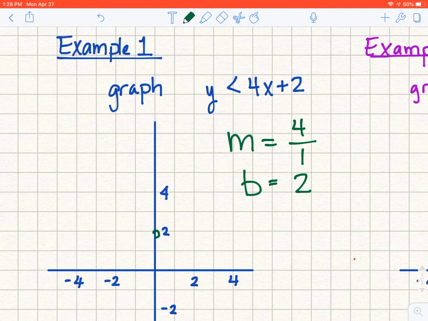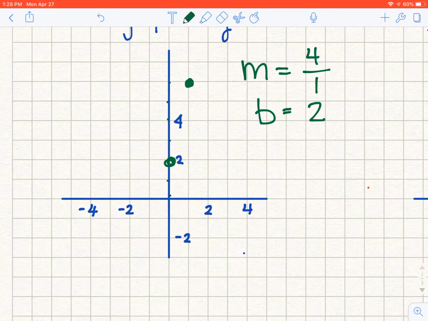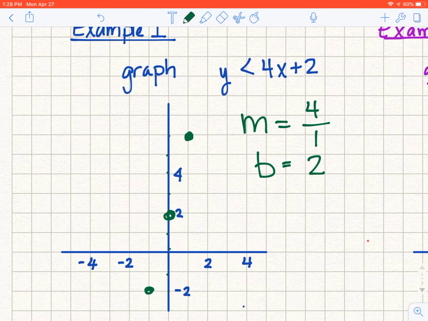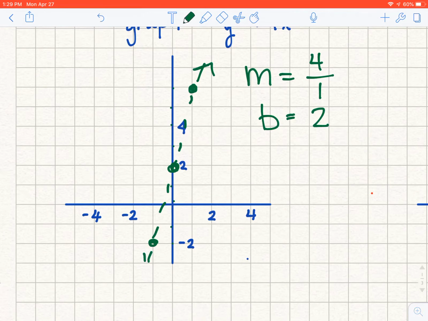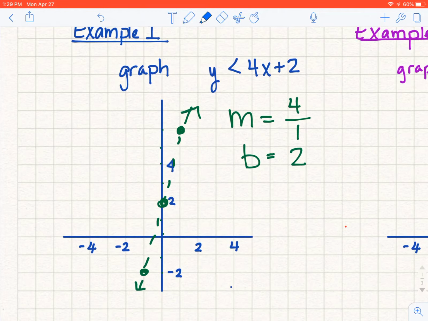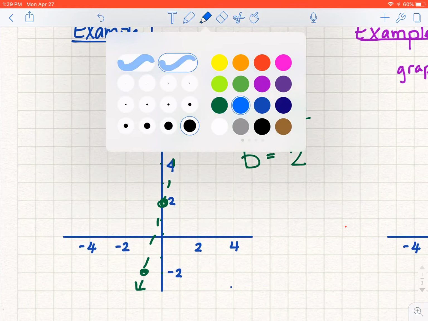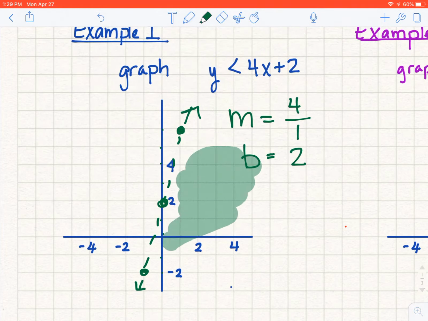So it means I'm going to start on the y-axis at 2, and I'm going to count up 4, 1, 2, 3, 4, and over 1. Or I could go down 4, 1, 2, 3, 4, and to the left 1. And because this is less than, it's got to be a dotted line. So I draw my dotted line as best that I can without a ruler. Okay? So now I have to decide which side of this line to shade. Do I want to shade the right side, or do I want to shade the left side?